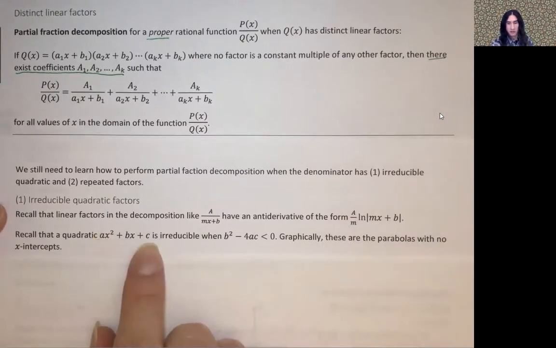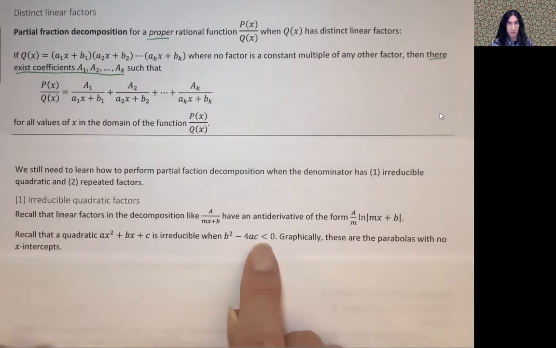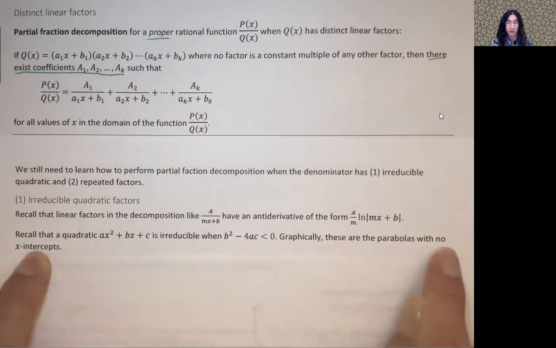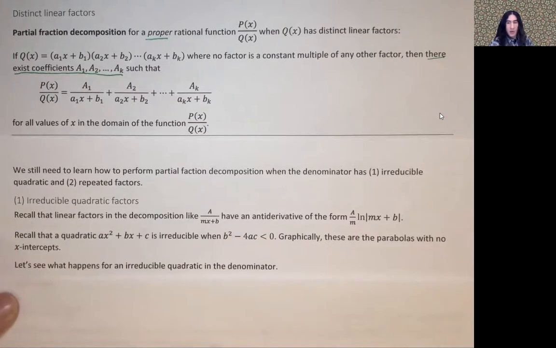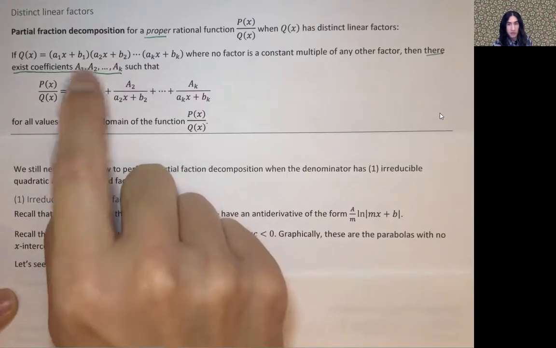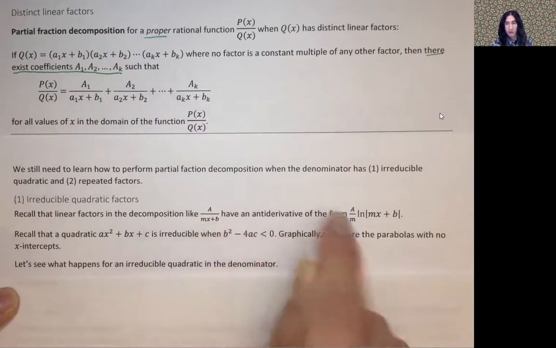First, let's make sure you understand what an irreducible quadratic is. A quadratic has its coefficients a, b, and c like this, and it's irreducible when the part under the square root in the quadratic formula is negative, which would mean a negative number under the square root gives you an imaginary answer. So these are the quadratics with no roots. Graphically, these are the parabolas with no x-intercepts. They open upward, and the x-axis is below them. Let's see what happens when we have one of those and we try to integrate it, just like we already know what happens with the linear ones.